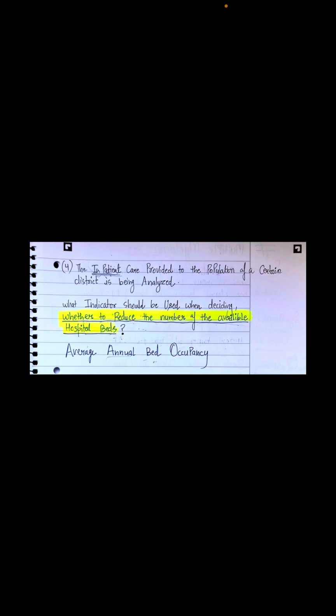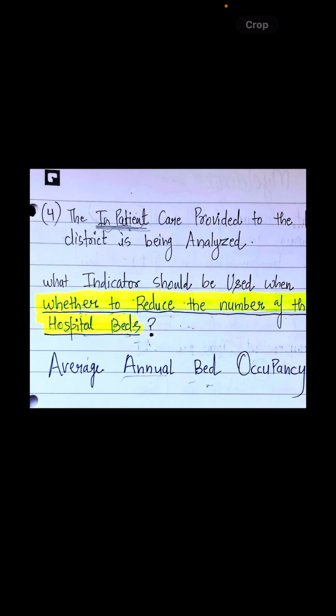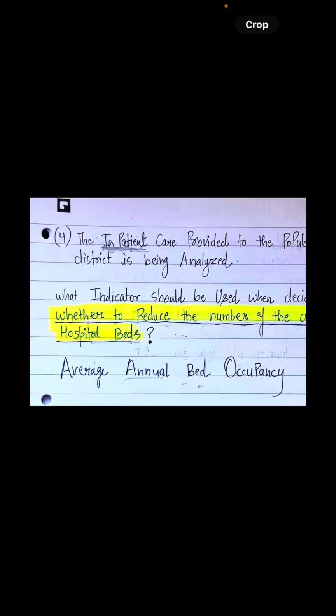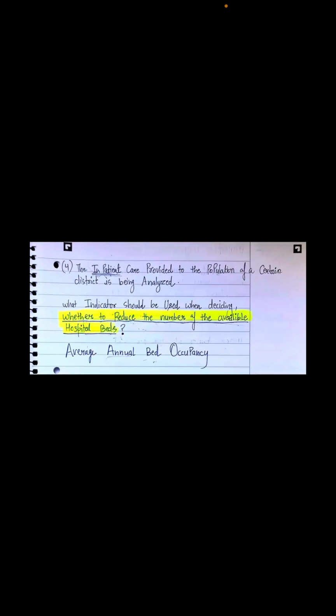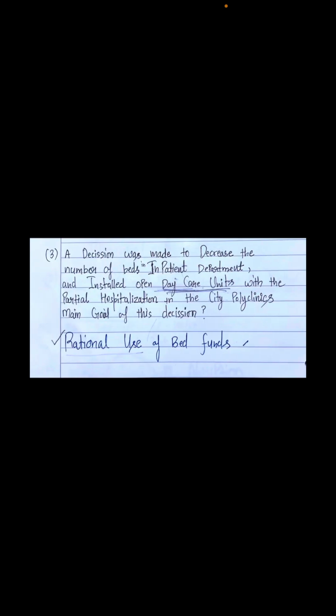So they want to reduce the number of beds; they need to know the average annual bed occupancy. For that, just read the question one time, because not every time you see inpatient in the question do you have to mark the answer inpatient. This is the only atypical question for which you have to just read the question carefully. Let's go next.